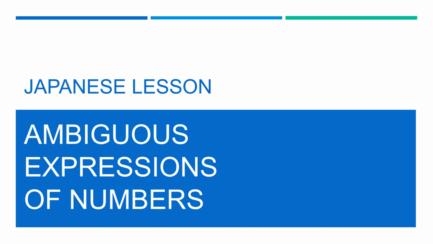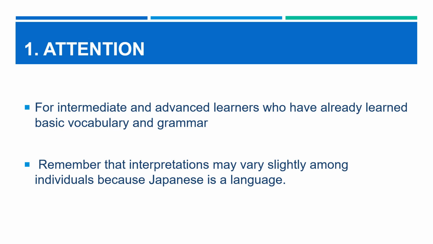On this channel, we mainly explain essential perspectives and knowledge crucial for speaking Japanese. Today's lesson targets intermediate and advanced learners who have already learned basic vocabulary and grammar. Also, remember that interpretations may vary slightly among individuals because Japanese is a language. Please keep this in mind.